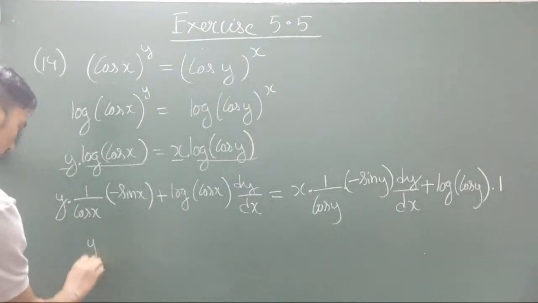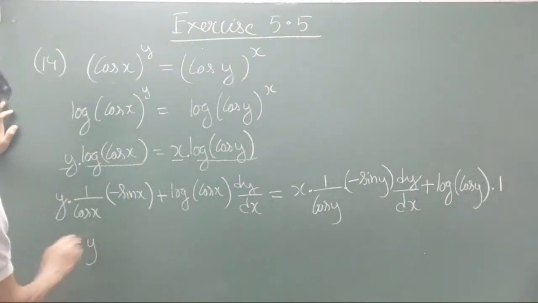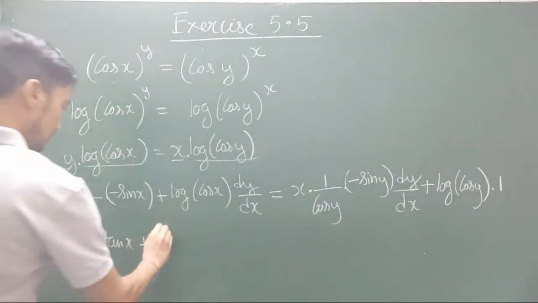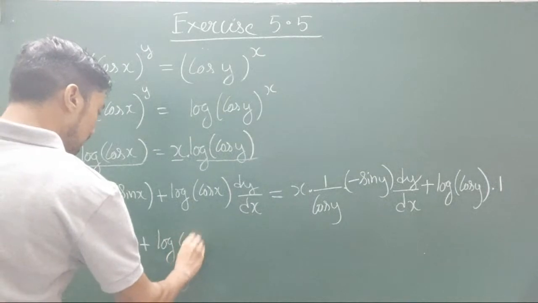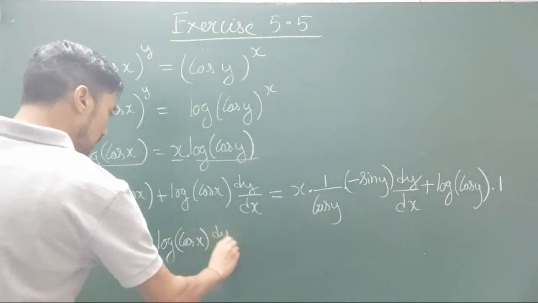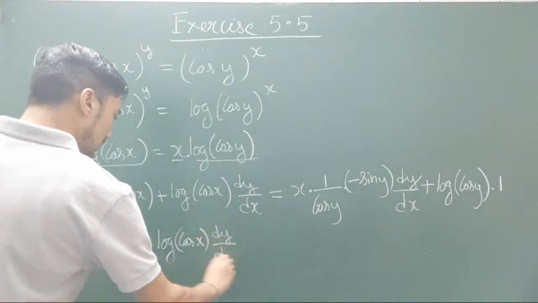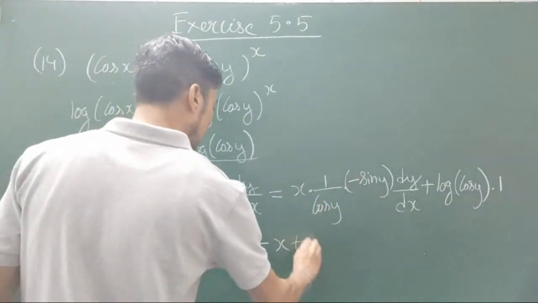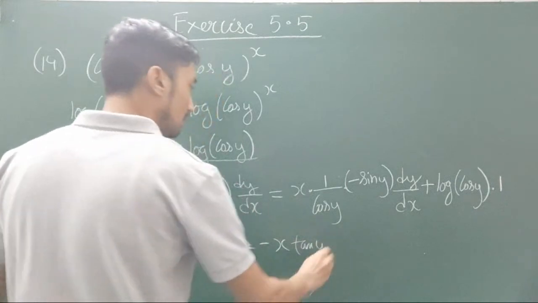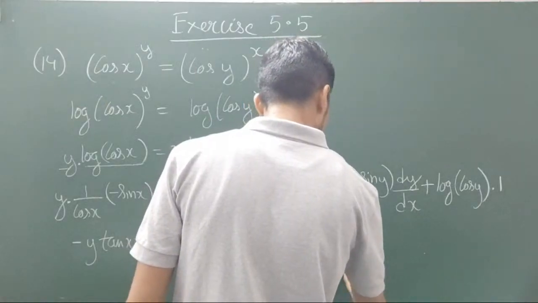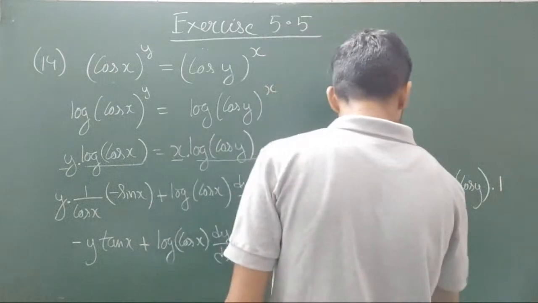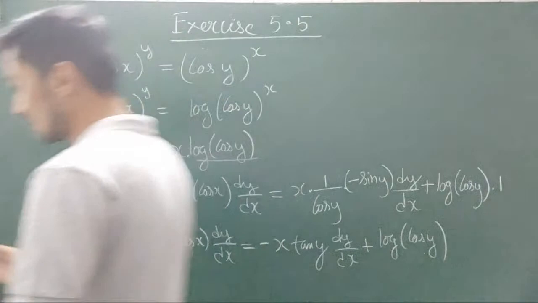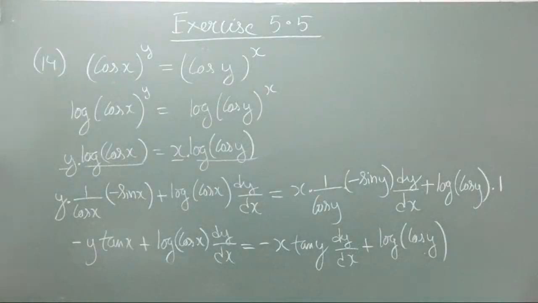So that's going to be y into minus sine x by cos x, that's tan x, plus log of cos x dy upon dx equal to, it's also minus, x sine y by cos y, that is again tan y, dy by dx plus log of cos y. Now just to arrange only.